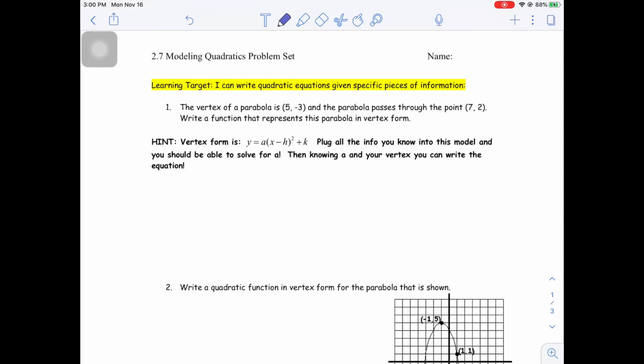Alright guys, so this is 2.7 modeling quadratics. The first thing we're going to do: the vertex of a parabola is (5, -3), and the parabola passes through the point (7, 2). Write a function that represents this parabola in vertex form.